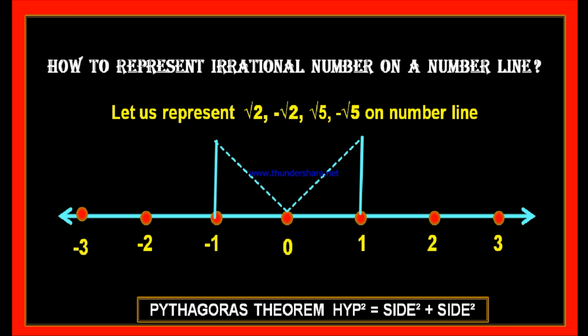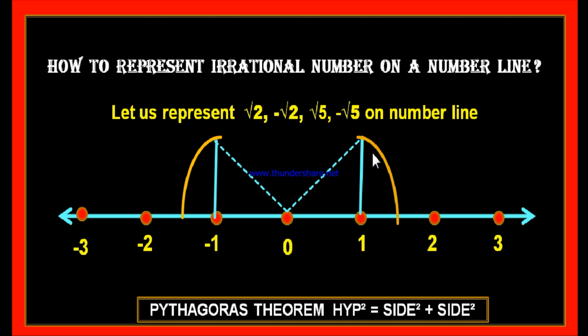Understood? Now, what to do is, let us keep the point of the compass at 0 and stretch the compass up to this point and draw an arc like this. Understood? You draw an arc like this.